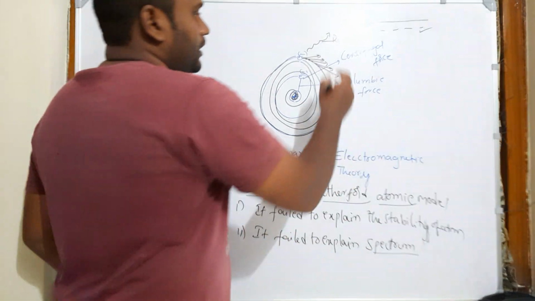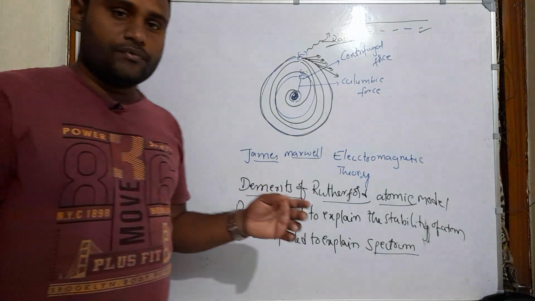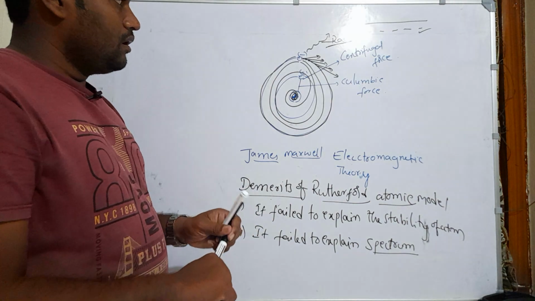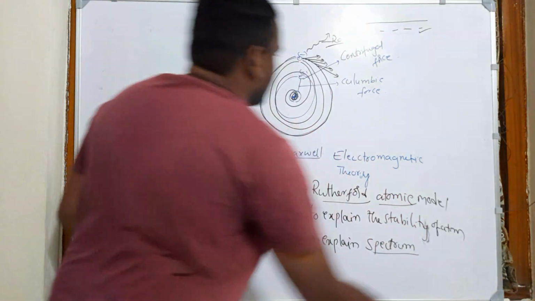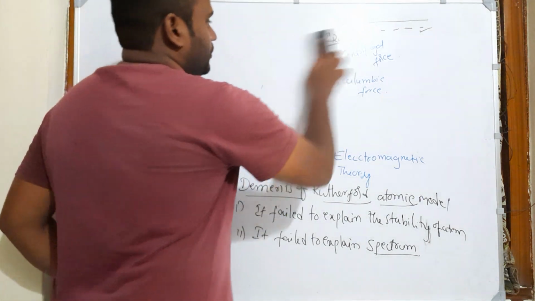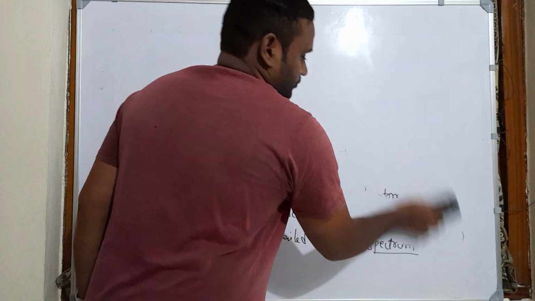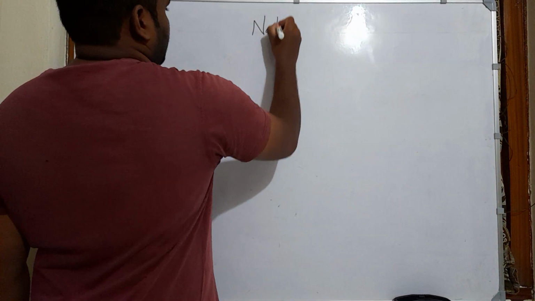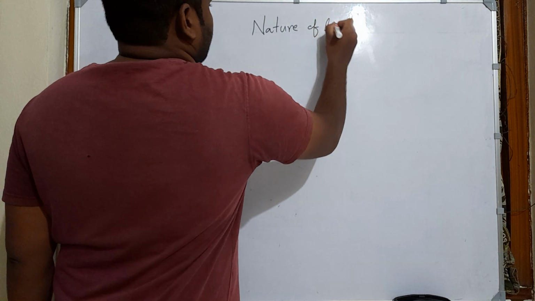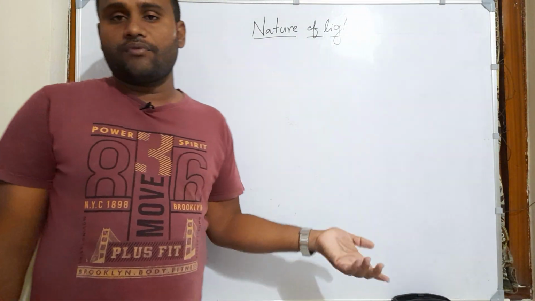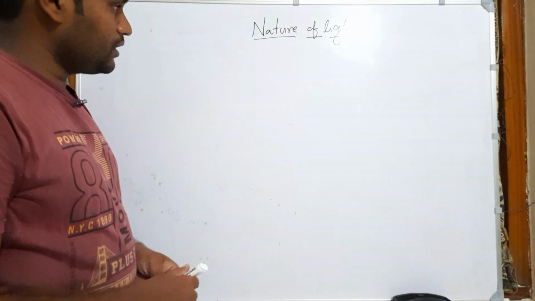So here, first of all, we need to study about radiation to understand further atomic models. So let us start. Radiation is nothing but light. Now let us discuss the nature of light. Nature of light is how it is moving from one place to another place. Here we have two theories about the nature of light.